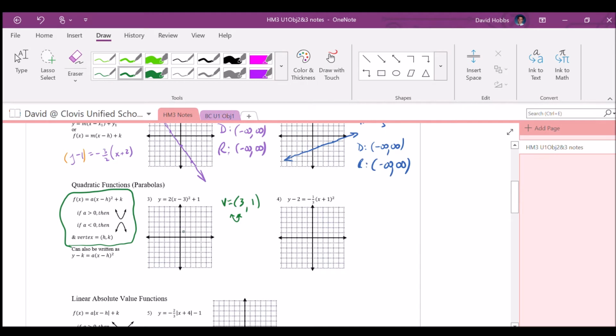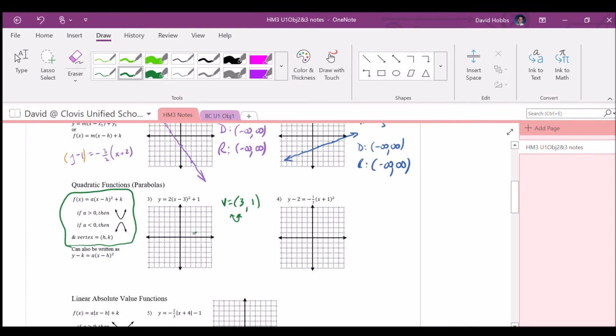Okay, so the vertex always has to be exactly on. Now, you always need at least 2 other points that are very accurate. Now, if you do what we refer to as lattice points. Lattice points are integer points. So 3, 1 is a lattice point because 3, 1, it's both integers.